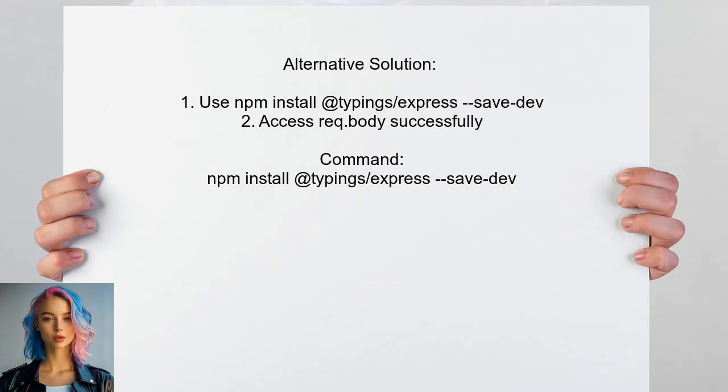An alternative solution provided by another user suggests a different approach to resolving the issue with the body property. Instead of using the command typings install express --save-dev, they recommend using npm install @types/express --save-dev. This change allowed them to access req.body successfully.